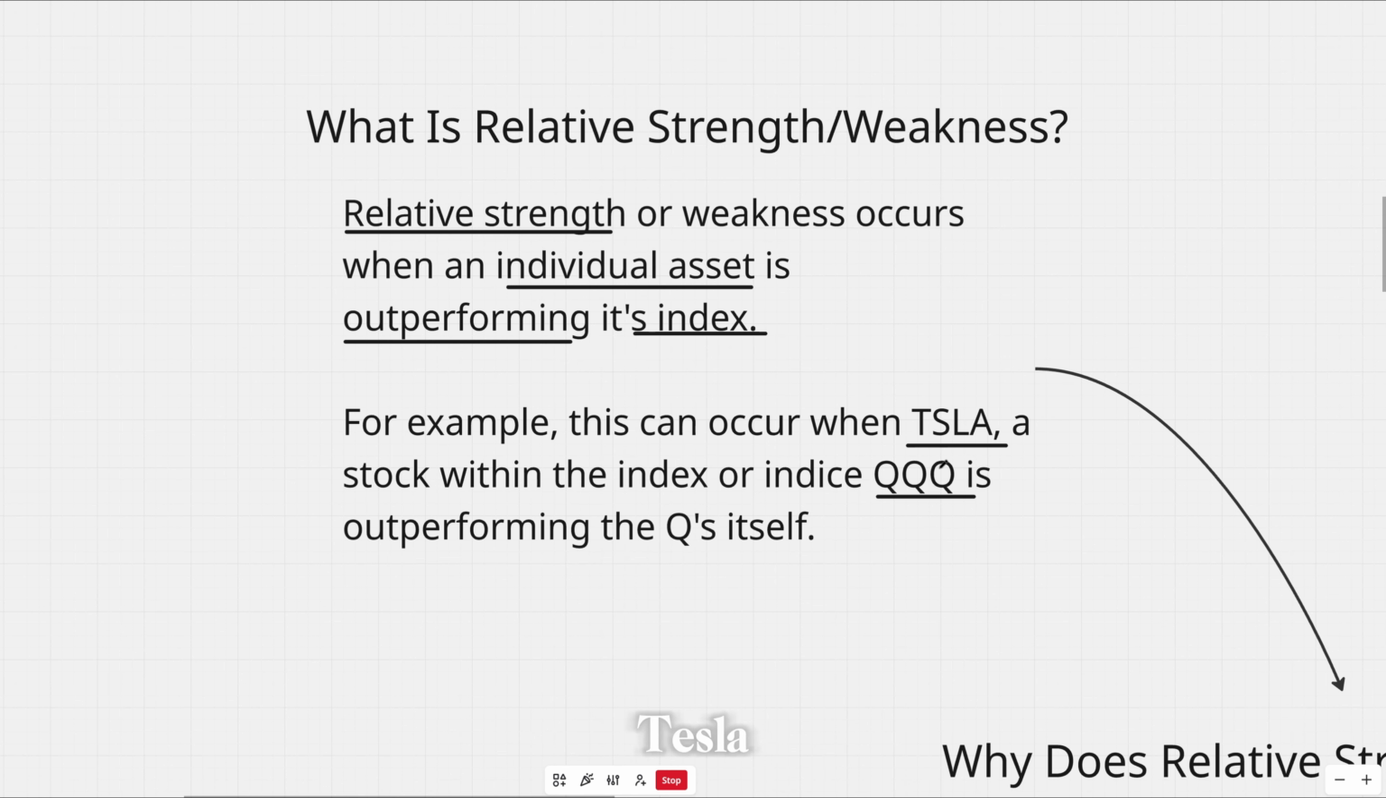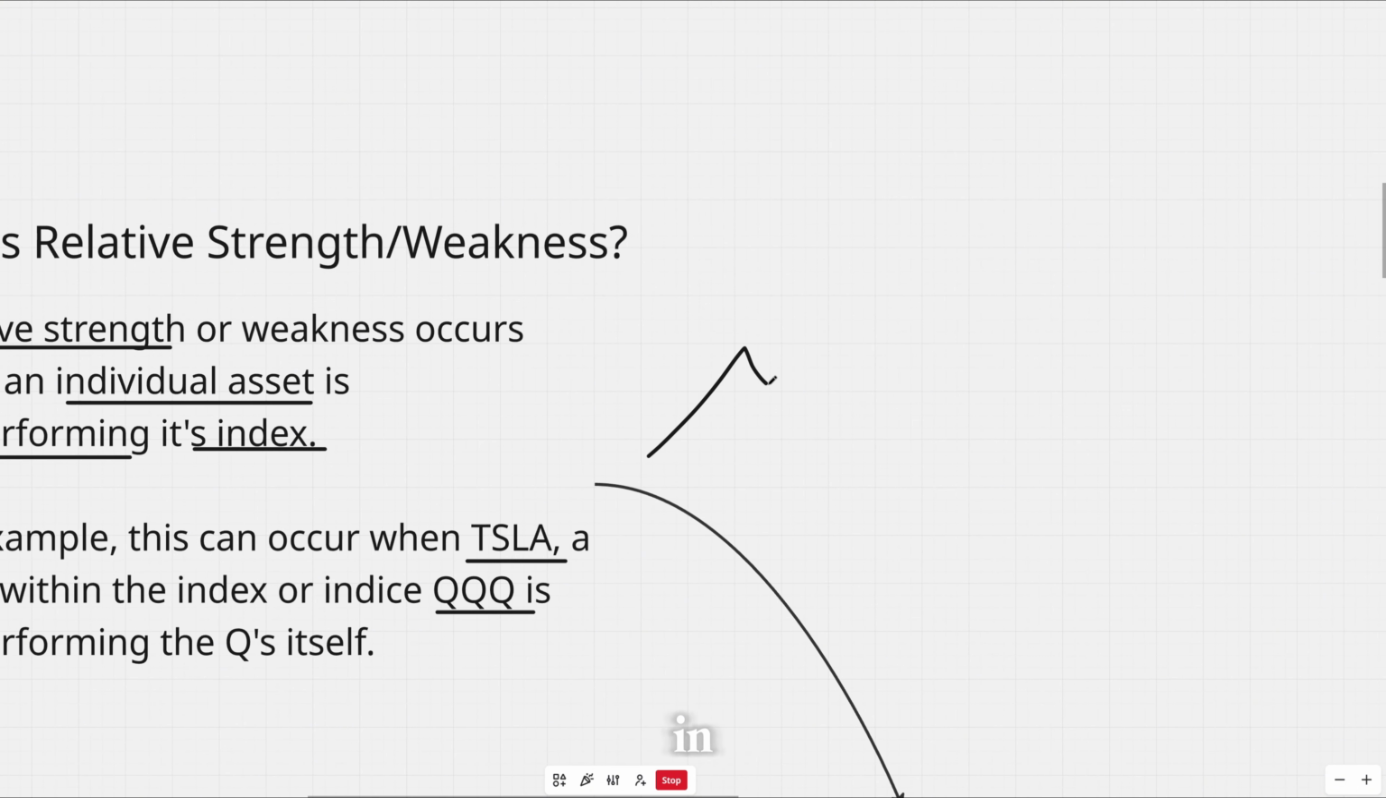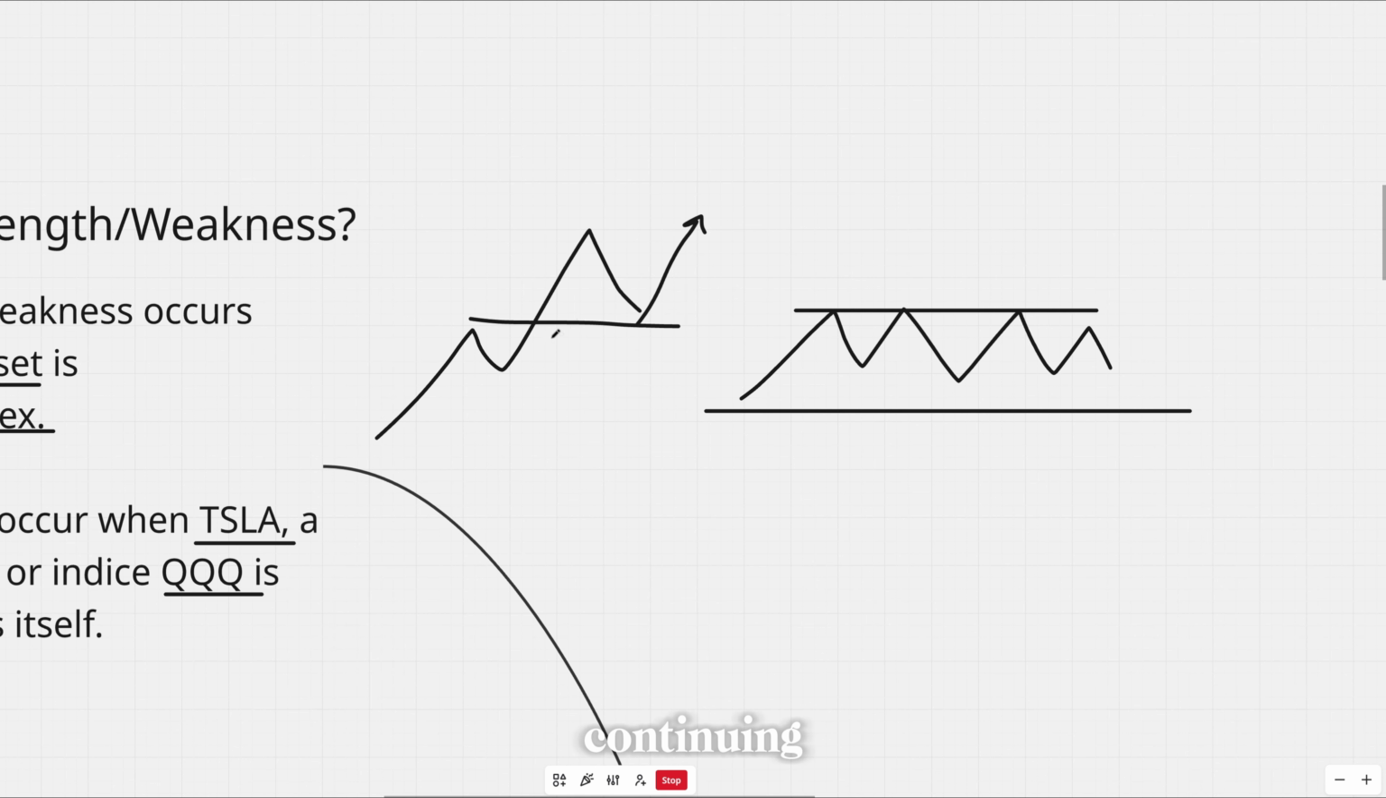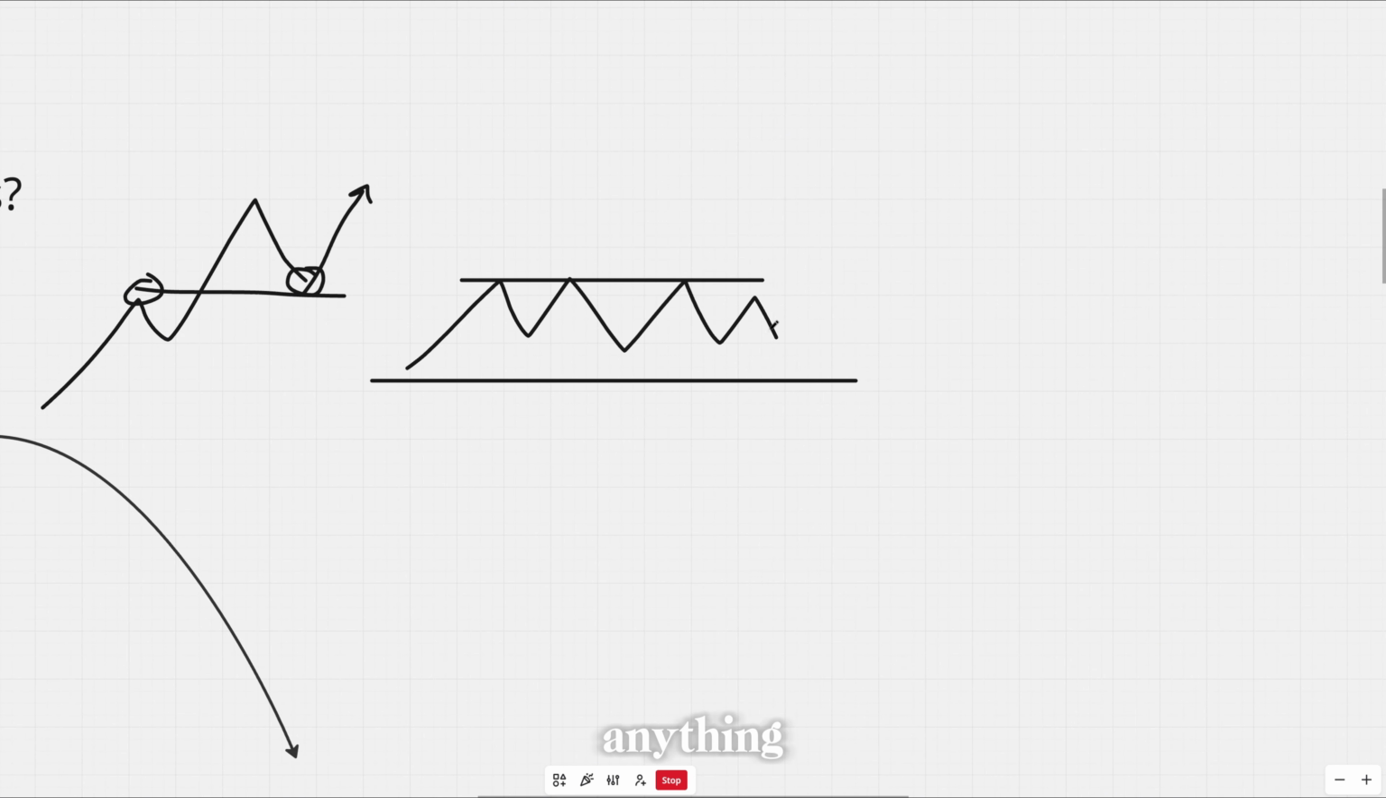So let's say Tesla is moving up like this in a clear trend, pushing up and making new highs, right? And QQQ has just been ranging all day. This would be a key factor displaying relative strength and weakness. Tesla continuing towards the upside, retesting previous highs and continuing higher. QQQ just ranging in between its own price action, just not doing anything for the day, right?